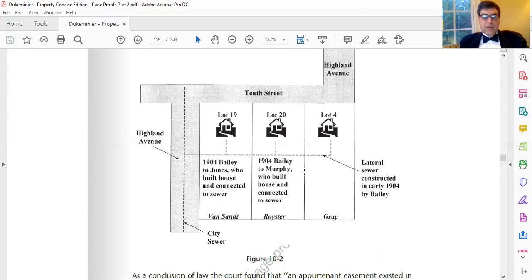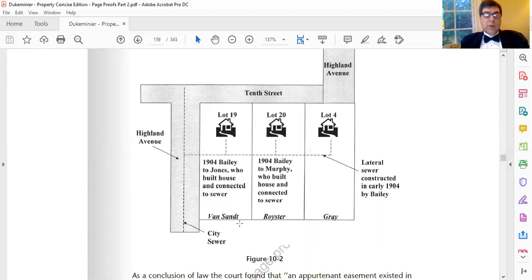Now, the plaintiff in this case owns what is now Lot 19. Plaintiff didn't buy it directly from Mrs. Bailey. Instead, she sold, I believe, lots 19 and 20 as a single lot to somebody named Jones back in 1904. And then Jones later carved off what is now Lot 19 and sold it to somebody named Reynolds, and then Reynolds sold it to the plaintiff. This dispute came about when the plaintiff went down in the basement and found 6 to 8 inches of sewage there.